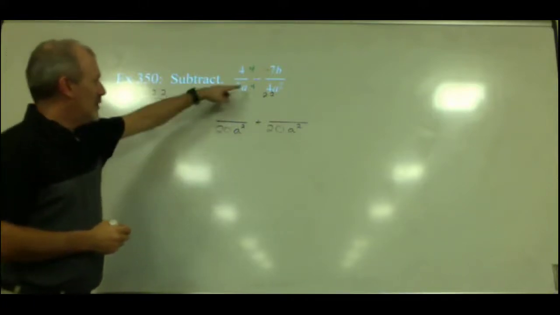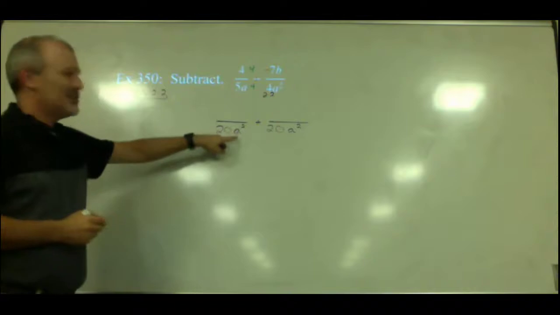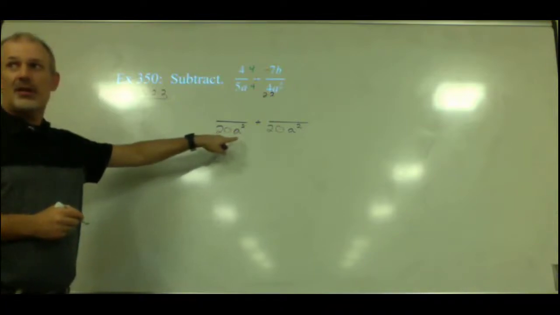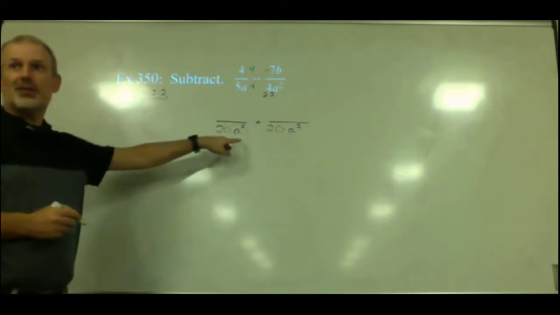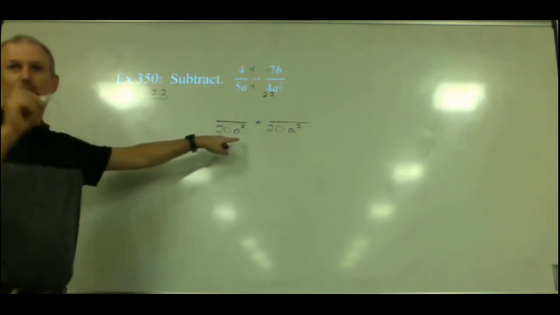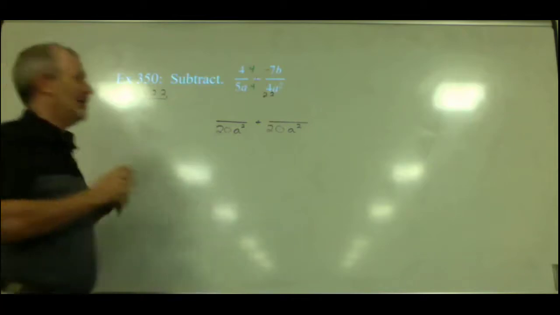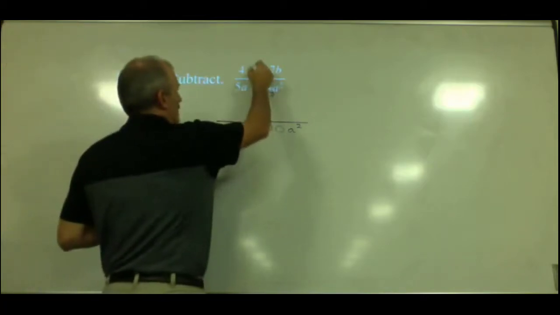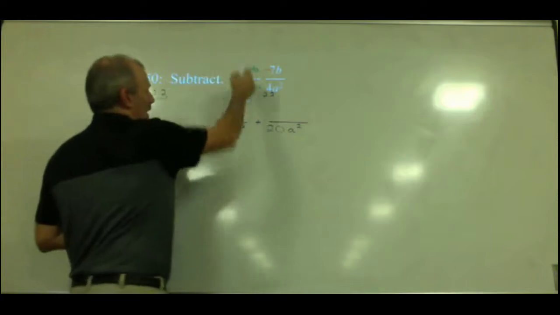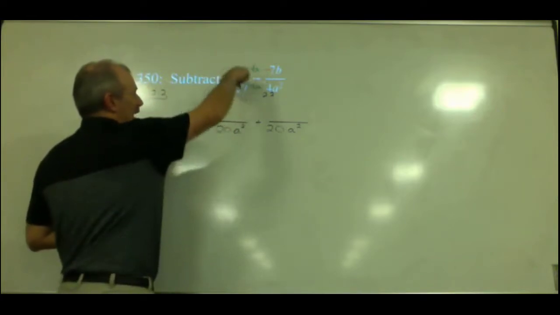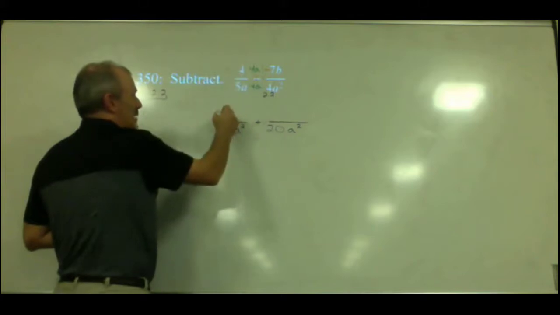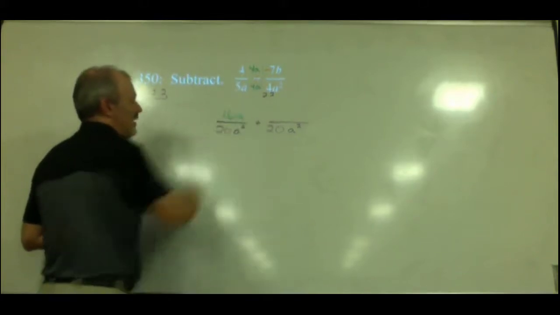What do we have to multiply the A by to turn it into A squared? We've got 1 A, and we need to have 2 A's. So we're going to multiply by A. So 4A over 4A. When we multiply 5 times 4, we get 20. A times A is A squared. On the top, it's 4 times 4A, which is 16A.